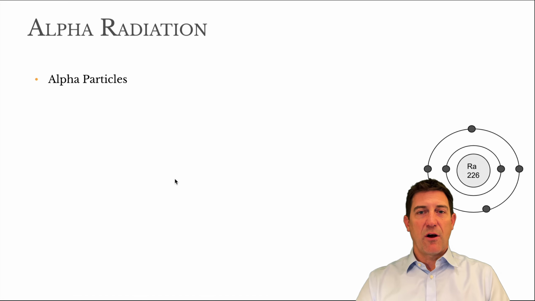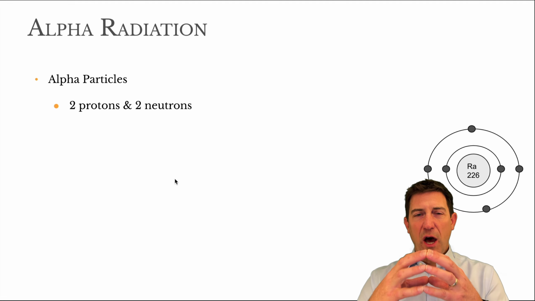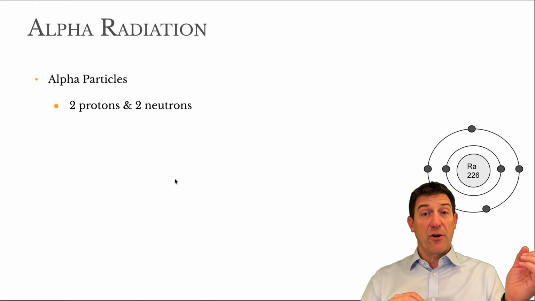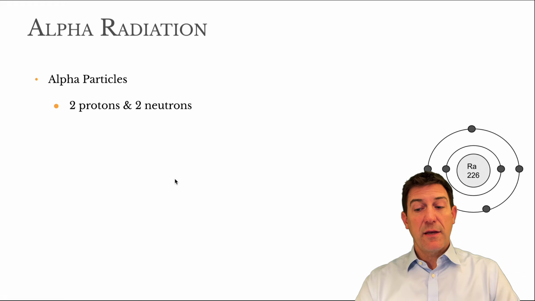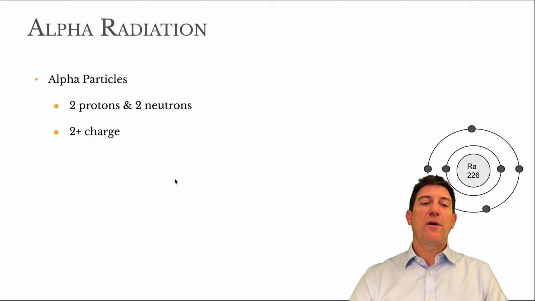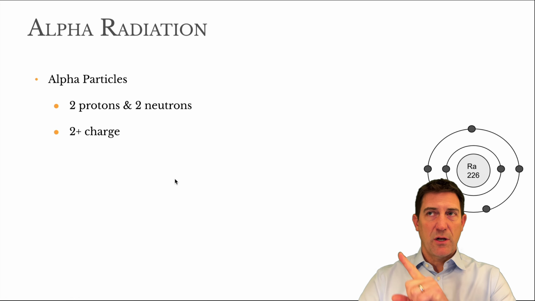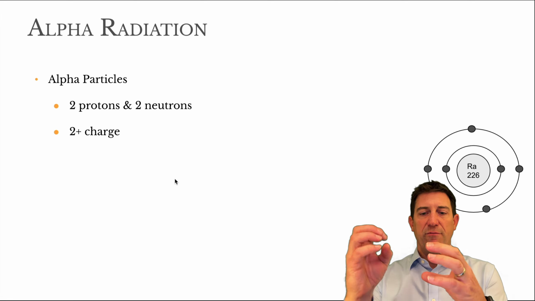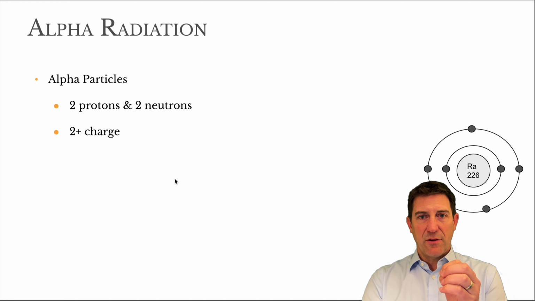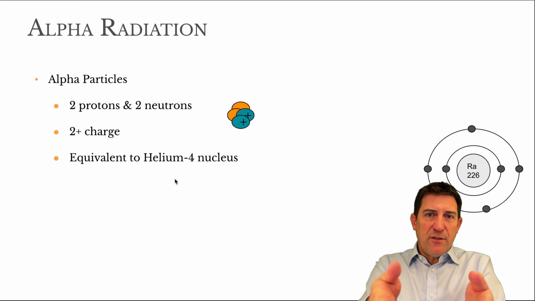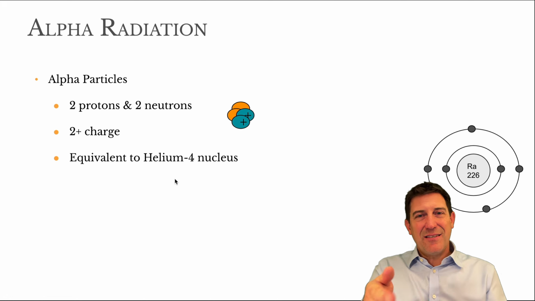Alpha radiation consists of alpha particles. Now, not all radiation is particles. Some radiation is just energy, but alpha is a particle. That particle consists of two protons and two neutrons. Now, protons have a positive charge, neutrons have a neutral charge. So if you have two protons and two neutrons stuck together, well, the whole thing has a positive charge. So here's what an alpha particle looks like, if you could see it.